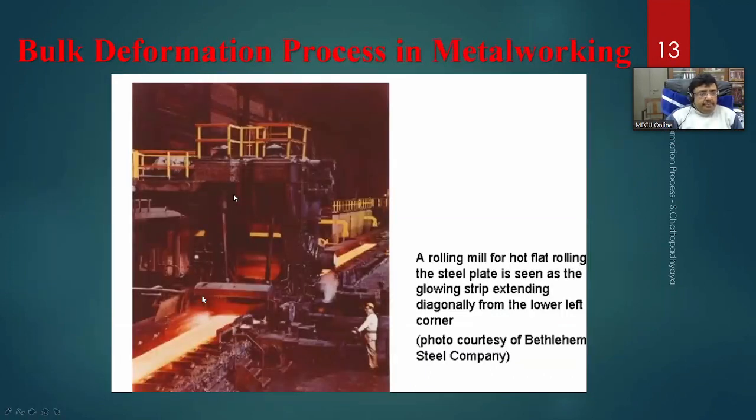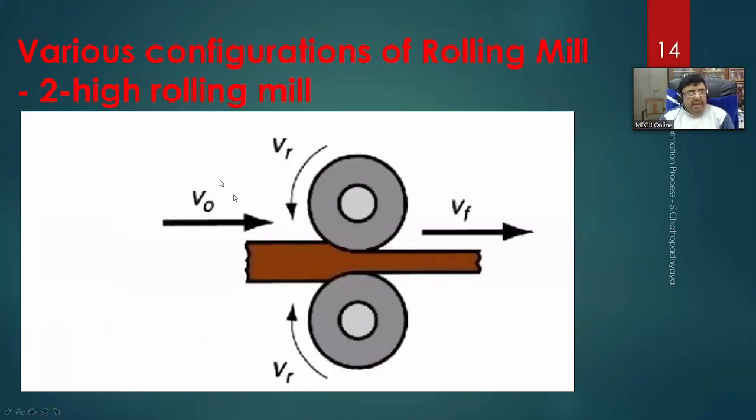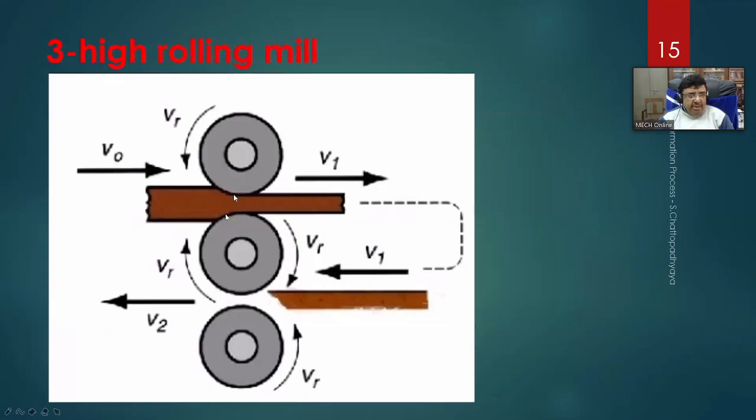Next is a rolling mill for hot rolling, and the steel plate is shown as the glowing strip extending diagonally from the lower left corner to the upper right corner. And these are the various configurations of rolling mills. Two high rolling mill, this is where the two rolls are there. Then there's a three high rolling mill, where whatever we are feeding, it is coming back, it is coming back. So two-stage reduction, two-stage reduction.